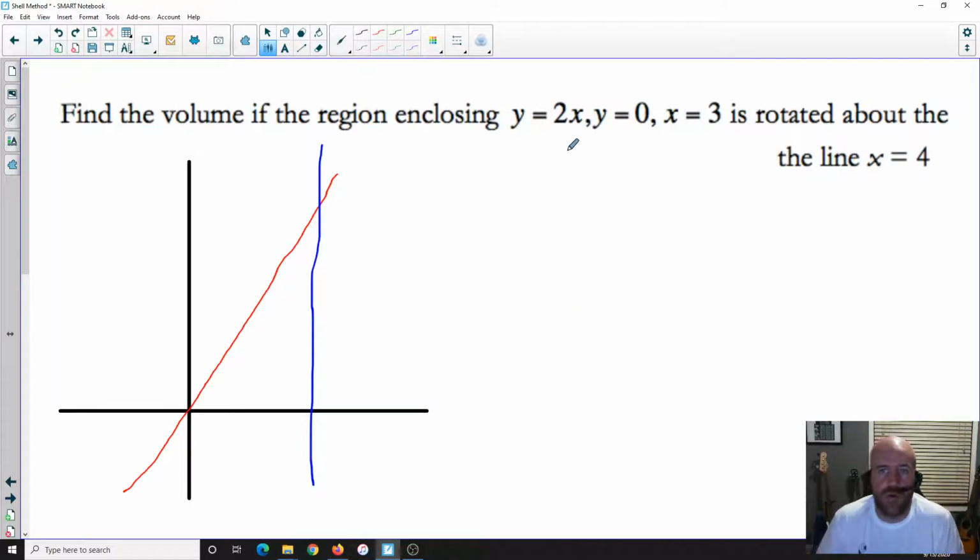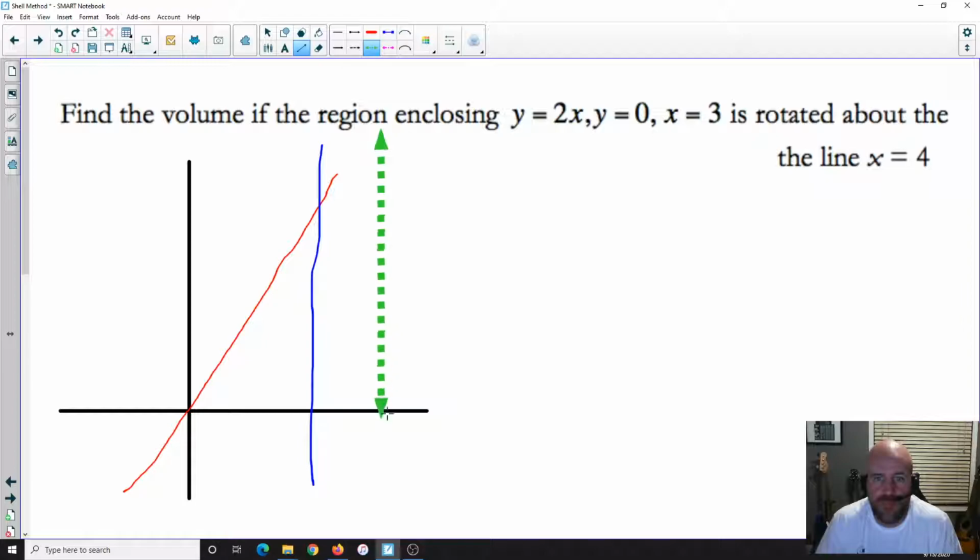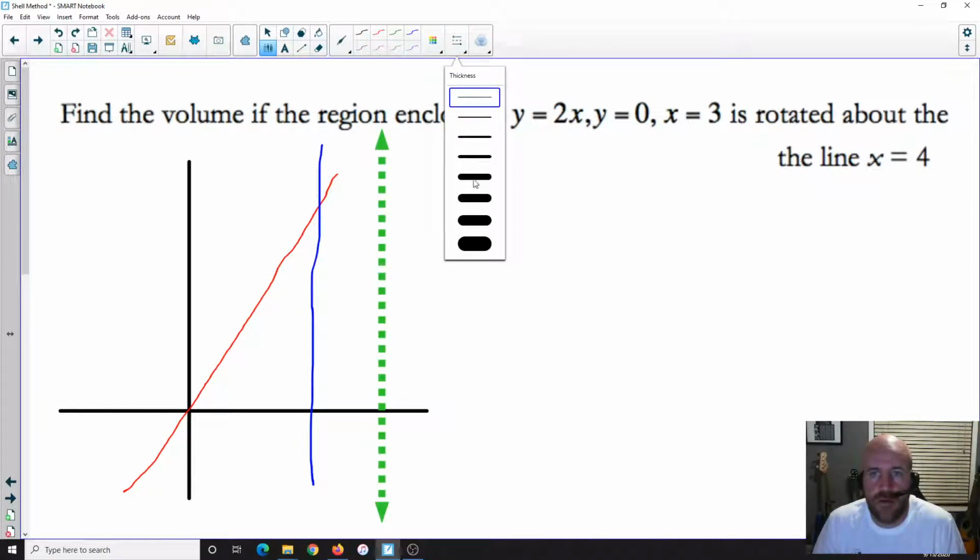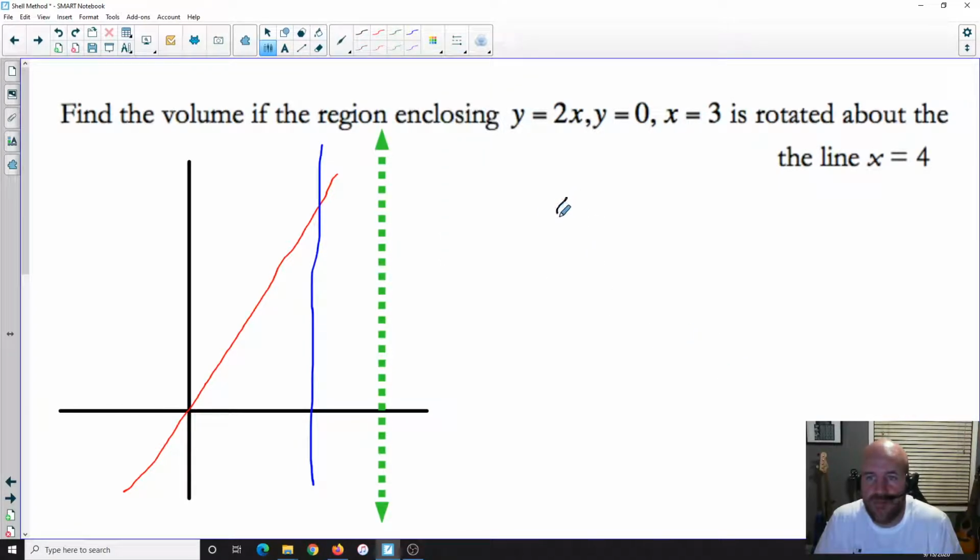And we're going to go ahead and rotate around x equals 4. So here's x equals 4. We're going to take our height of the function and rotate it around that. So we are rotating around a vertical line, so it's just like the y-axis. So we're going to have to be in terms of x. Okay, so good thing is we already are in terms of x, given functions are. So we can go ahead and start setting up our integral.